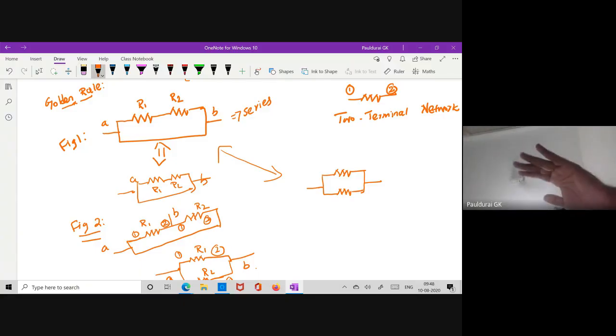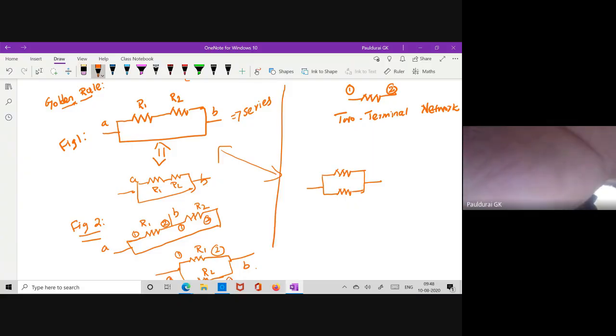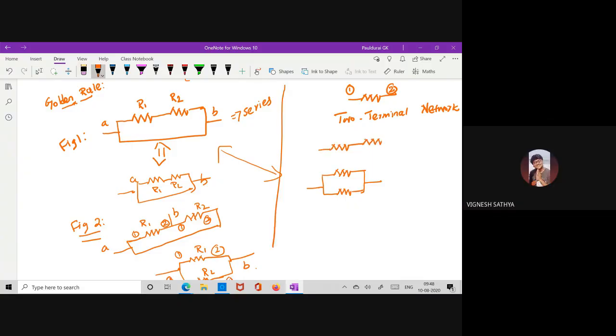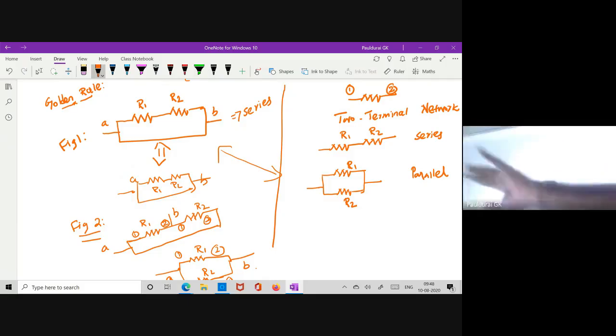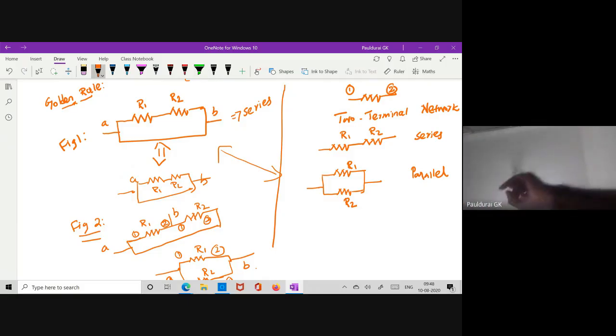Now just observe series and parallel connection. Now, forget everything else. Take this as my series, and keep only this. Here are R1 and R2. Similarly here, this is R1, this is R2. These two are actually in series, and this is parallel. We have no doubt about this, right? Now my conclusion: in a series connection how many terminals are connected, whereas in parallel how many terminals are connected?